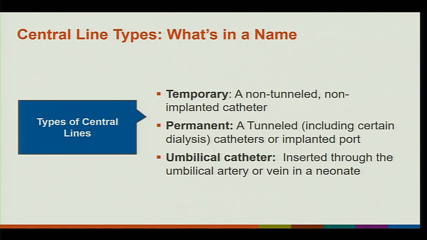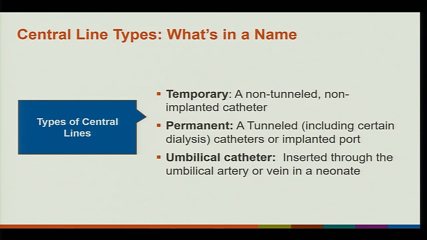For NHSN reporting purposes, central lines are categorized as temporary, permanent, and in neonates umbilical catheters. A temporary line is a non-tunneled, non-implanted catheter compared to a permanent line, which is a tunneled catheter including certain dialysis catheters, which may include your implanted ports. Finally, an umbilical catheter is inserted through the umbilical artery or vein in a neonate.